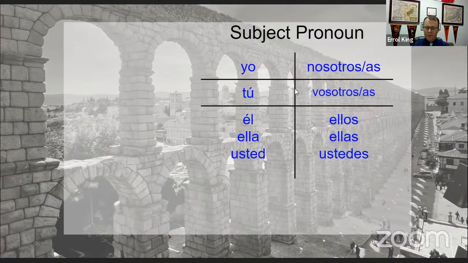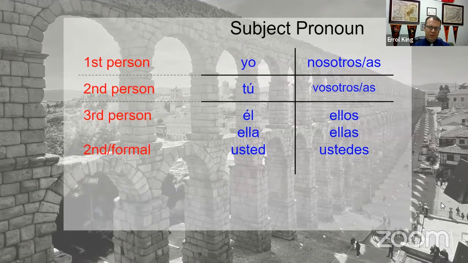First, it's broken down by row. And so in the first, we have 3 rows: first person, second person, third person. Now, you also see a second person formal down here. We'll explain why that's down here in just a little bit. It's also broken into columns. And in the first column, we have singular, and the second column, we have plural.